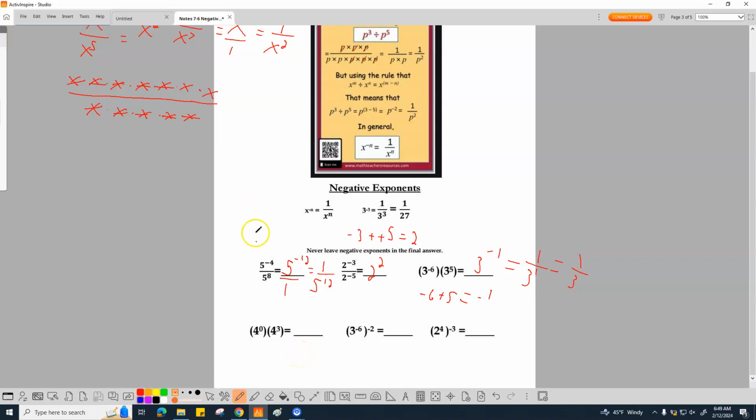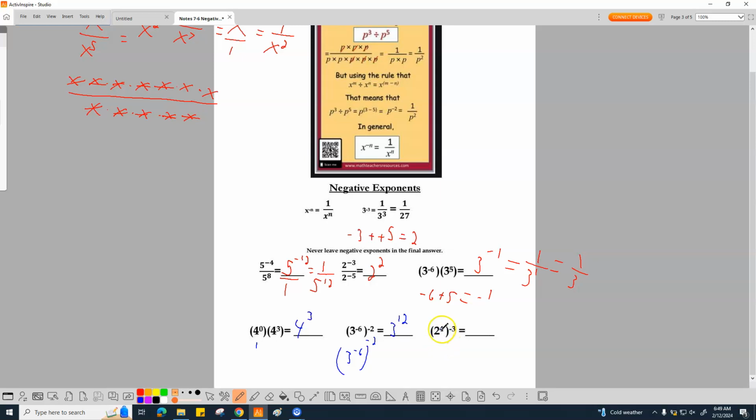Let's check out how to solve this one. This is 4 to the 0, and anything raised to the power of 0 results in 1. So 1 times 4 to the 3rd is 4 to the 3rd. This is 3 to the negative 6 raised to the power of negative 2. It looks funky just because of computer formatting, but it's actually looking like this: negative 6 raised to the power of negative 2. And the rule we learned on Friday is you multiply these two. So you end up with 3 to the 12th.